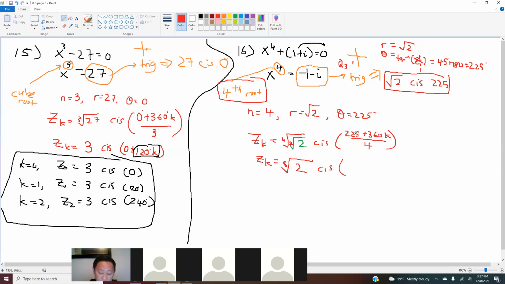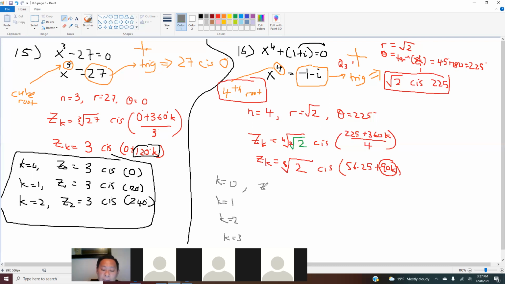So 225 divided by 4 will give us 56.25 plus 90k, because 360 divided by 4 is 90. So this 90k is telling us that every k you do, you just need to add 90 degrees. So you have 4 answers: k is 0, k is 1, k is 2, and k is 3, due to your fourth root. Okay, so for the third root you got 3 answers, for the fourth root, 4 answers.